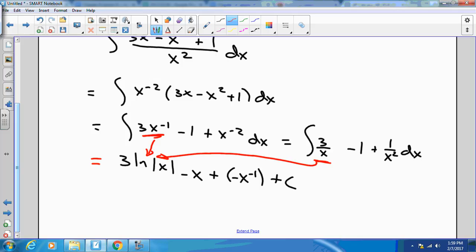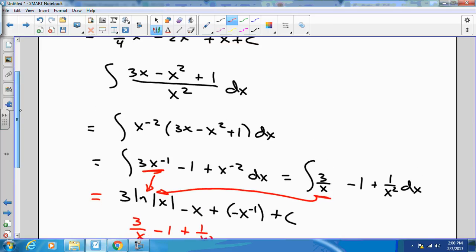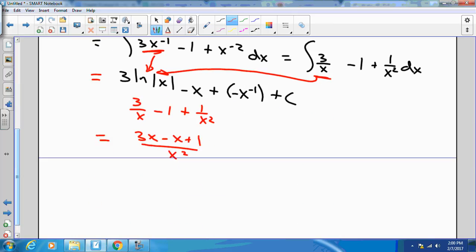Okay, now of course we need to check it. So go through term at a time and check for me. What's the derivative of the first term? 3 over x minus x plus 1 over x squared. And now combine with a common denominator to get 3x minus x plus 1 all over x squared. Do we have a match? We do.